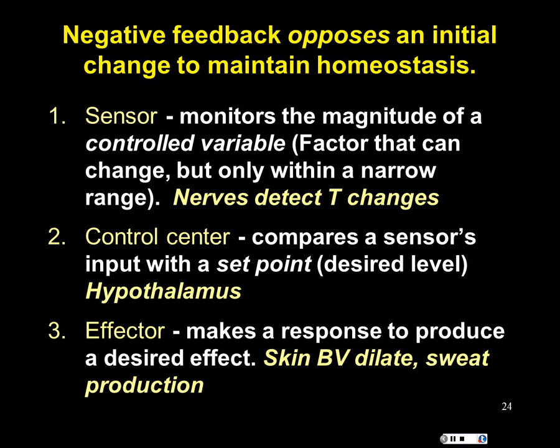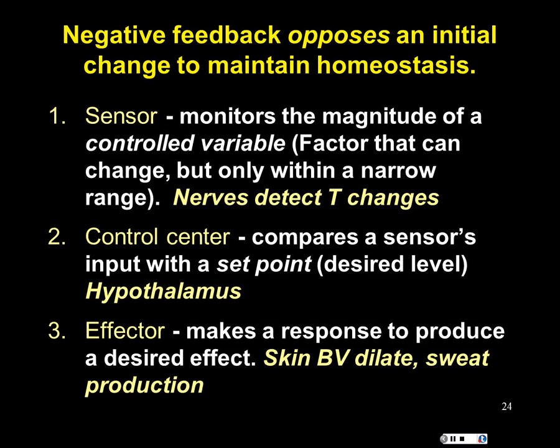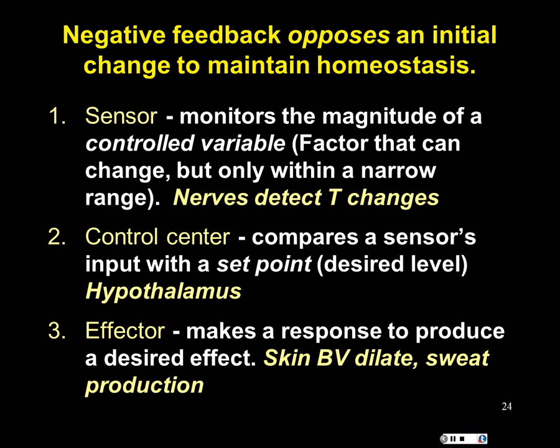Do what? If I'm too hot, the effect is to cool it down. So the blood vessels will dilate at the skin, and I'll sweat. You said evaporative cooling. So those are the examples of the effectors.